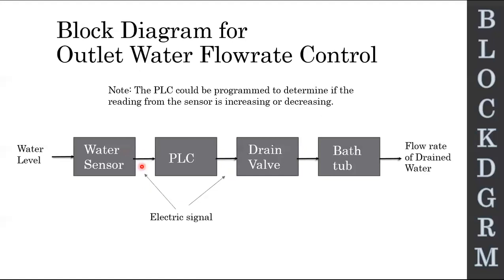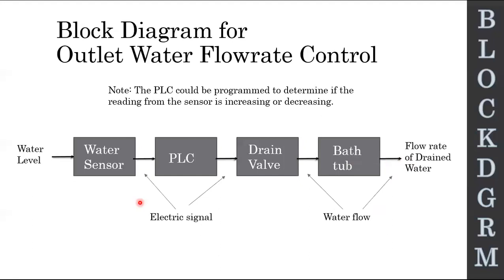So the signal from the water sensor is an electrical signal. The signal coming out from the PLC is an electrical signal. While in the drain valve, it's already a water flow. The signal that the drain valve gives is a flow of water with a certain flow rate. Okay? And that water flow determines the amount of water that is removed from our bathtub.